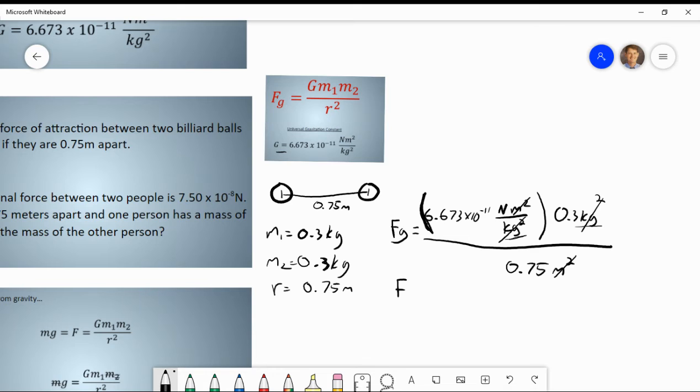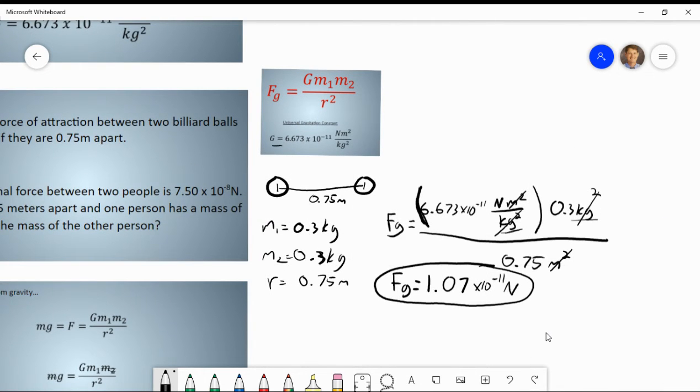So my force due to gravity is teeny tiny. I get 1.067, so I'll just say 1.07 times 10 to the negative 11 newtons. So basically 0. But there is a force. There's a force between anything with masses, no matter the distance. Just if the distance is real far, it's basically 0. And if the masses are real small, it's basically 0 as well.